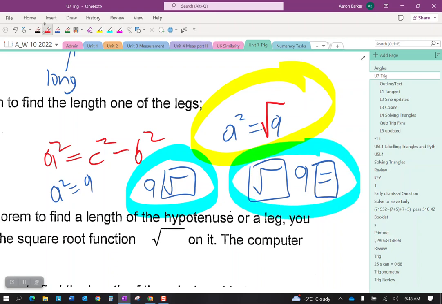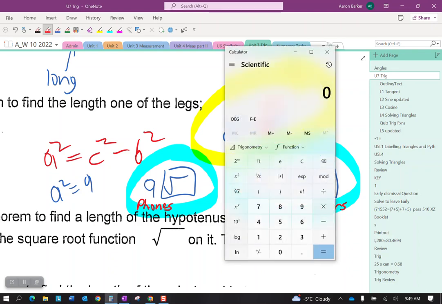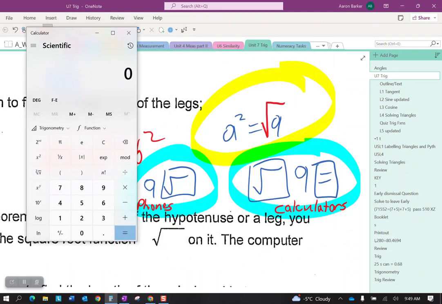Most phones, I'd say 99% of them, you're going to have to type it in backwards and do it this way. Most calculators, the new ones, you enter it this way. So take out your phones, take out your calculators right now, and let's practice. I want to make sure that you can do this and get 3 as your answer.